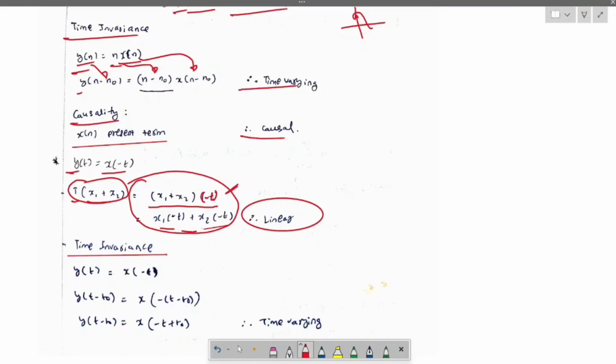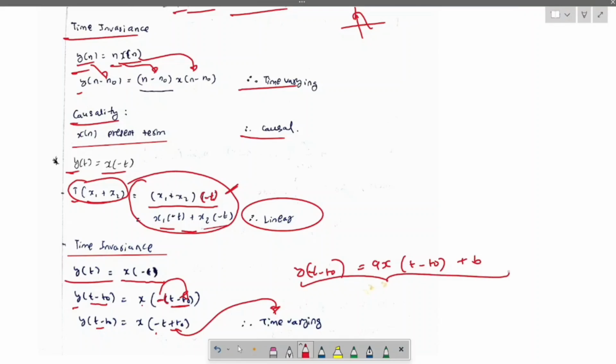Now let us go for the time invariance. y of t is x of minus t, so y of t minus t naught is x of minus of t minus t naught. When you do so, we get minus t plus t naught. So x of t minus t naught is not equal to x of minus t plus t naught. So that's why it is a time varying system. Remember just one thing: for y of t minus t naught, you need to get x of t minus t naught. Any multiplication or constant should be the same. When this criterion matches, it is time invariant. Apart from this, all others are time varying.